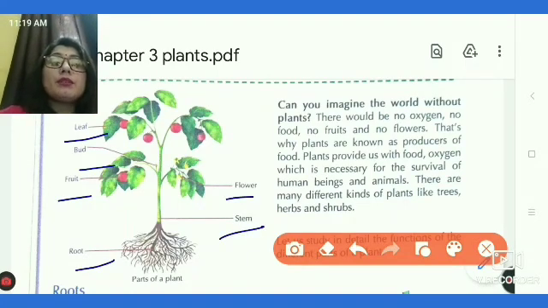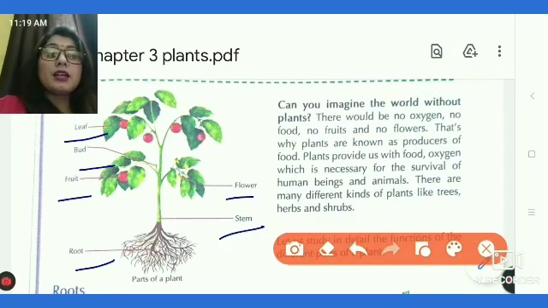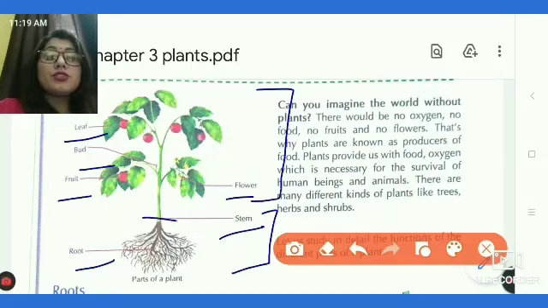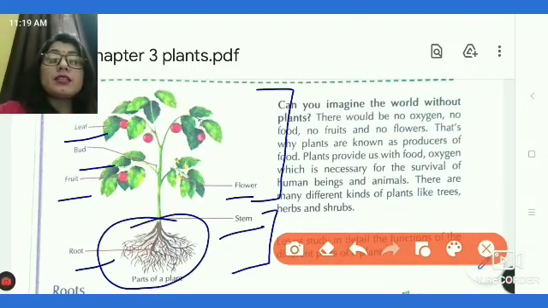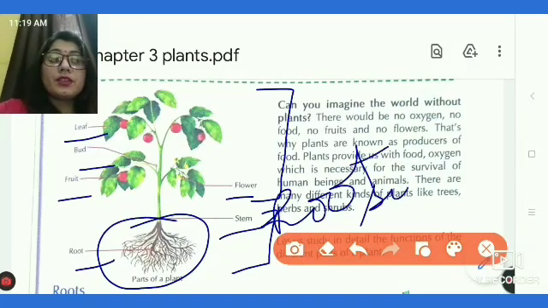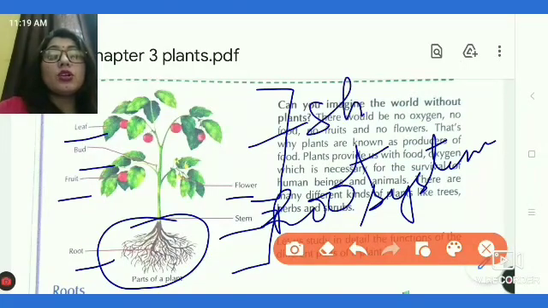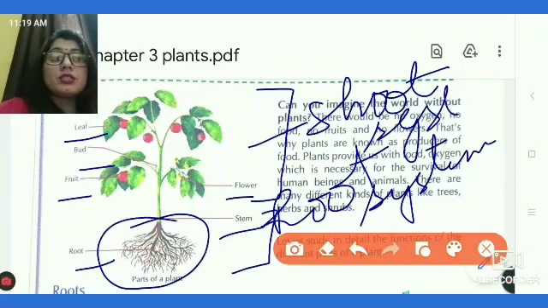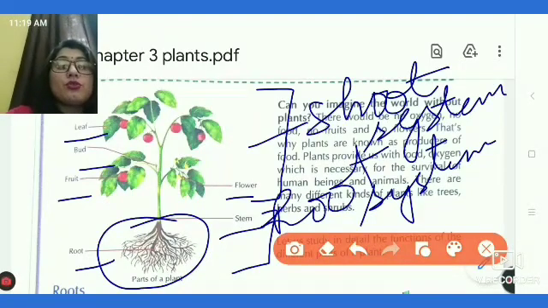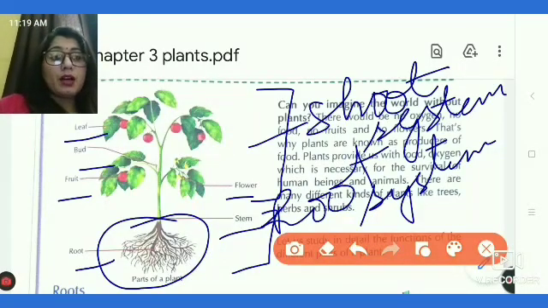If you remember, in previous class we have studied that a plant is divided into two parts. You can see here the part which is under the ground. This part is under the ground, and this is called root system. And the upper part which is above the ground, that is called shoot system. Alright, so root system and shoot system. So plants are divided into two parts.